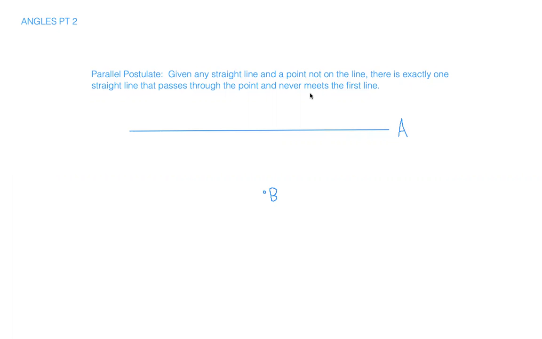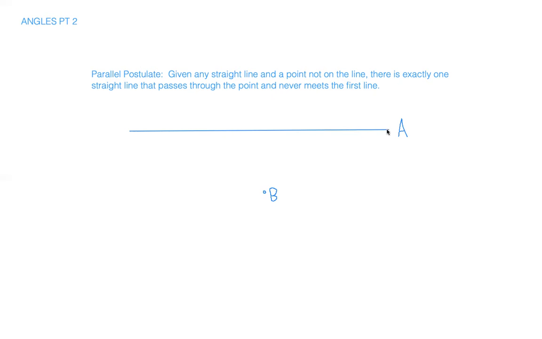Now, there is this postulate given right here up on the top, and it's actually taken right out of an AOPS textbook, so credits to them for this definition. So it says, given any straight line and a point not on the line, there is exactly one straight line that passes through the point and never meets the first line. Now, what does this actually mean?